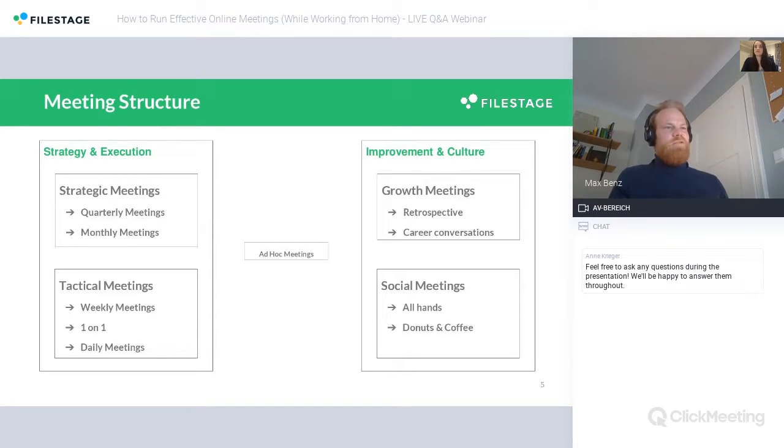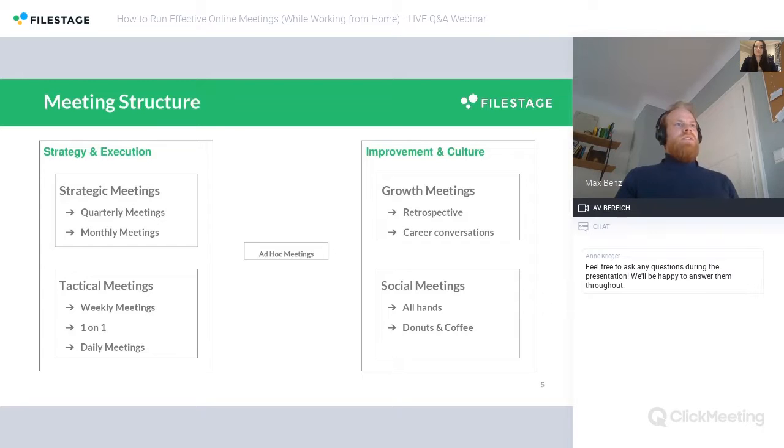And we also have a pretty funny meeting. It's a donuts and coffee. This is basically people meeting up to get to know each other personally. I brought an example for you that we will take a look into later.